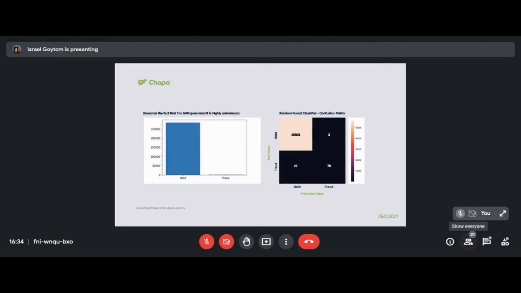As you see from the confusion matrix, the model accurately labeled around 56,861 records as valid, which are valid, and it still misses 78 records as fraudulent. However, it incorrectly identified valid transactions as fraudulent 3 times, and identified fraudulent transactions as valid 20 times. So from this confusion matrix, this can be corrected using human interaction until the data scarcity is fixed.